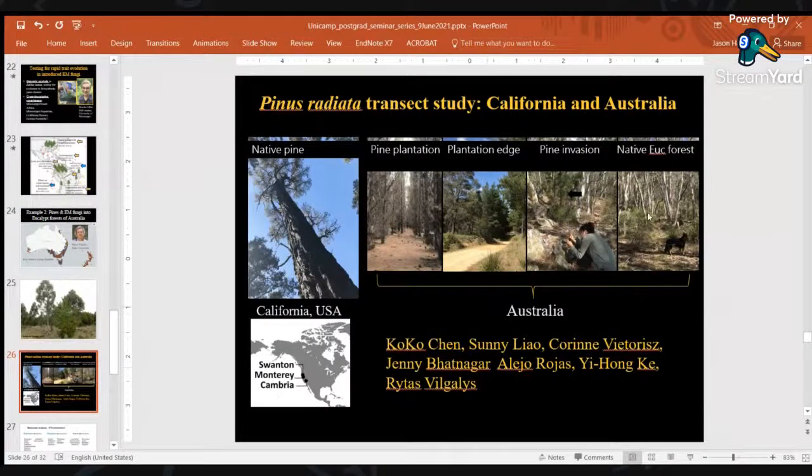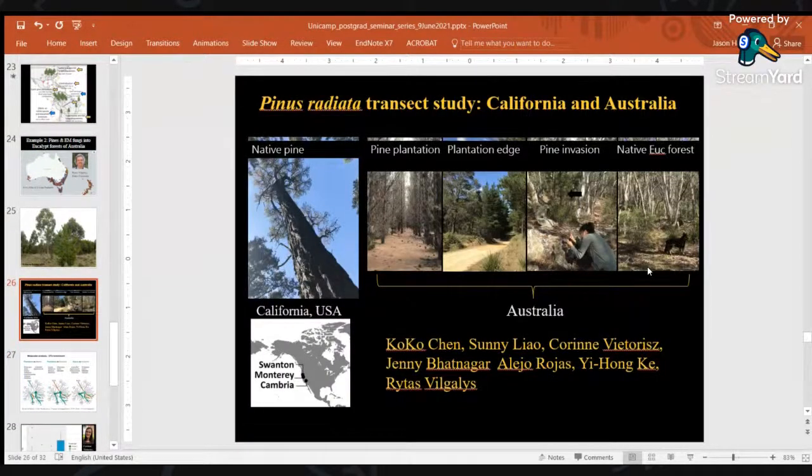And one aspect of this work that I want to highlight is what I'll refer to as a transect study, utilizing sites in California where Pinus radiata is native, and also moving into Australia from pine plantations, from the center of plantations to the plantation edges, to pine invasion sites, and then into native eucalyptus forest. And this is work that is being done collaboratively, including by Coco Chen, Sunny Lau, Corinne Vietarisch, who I'm going to highlight in a minute again, who was working with Jennifer Bhatnagar, Alejo Rojas, Yihong Ki and Rytas, and many others.